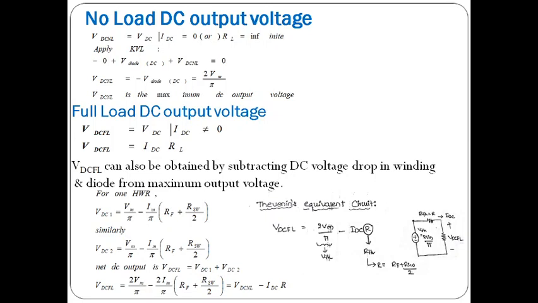Clear? So the net DC output is VDCFL equals VDC1 plus VDC2, which equals 2Vm by π minus IDC into R. Same as before. We already know 2Vm by π is the maximum DC, which is nothing but VDC NL. Clear? Otherwise you can observe it in the Thevenin equivalent circuit here.